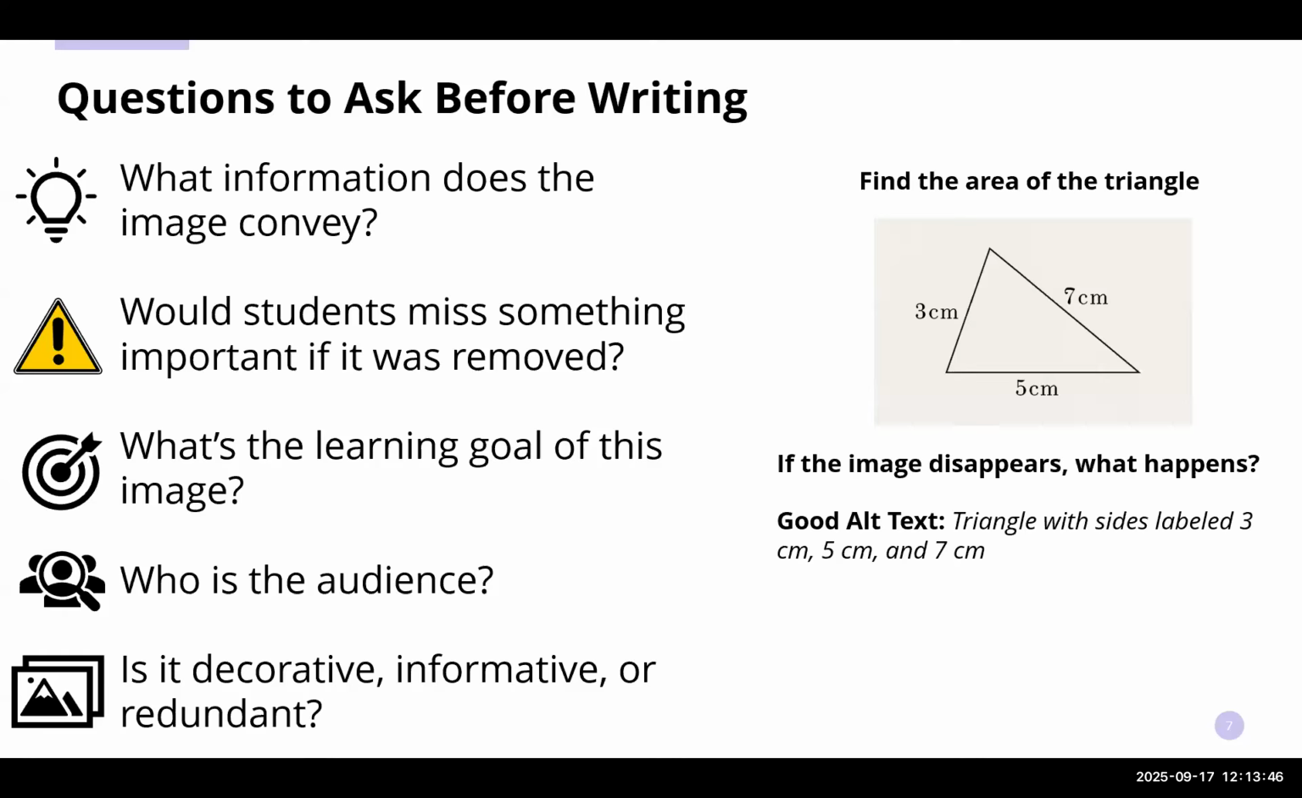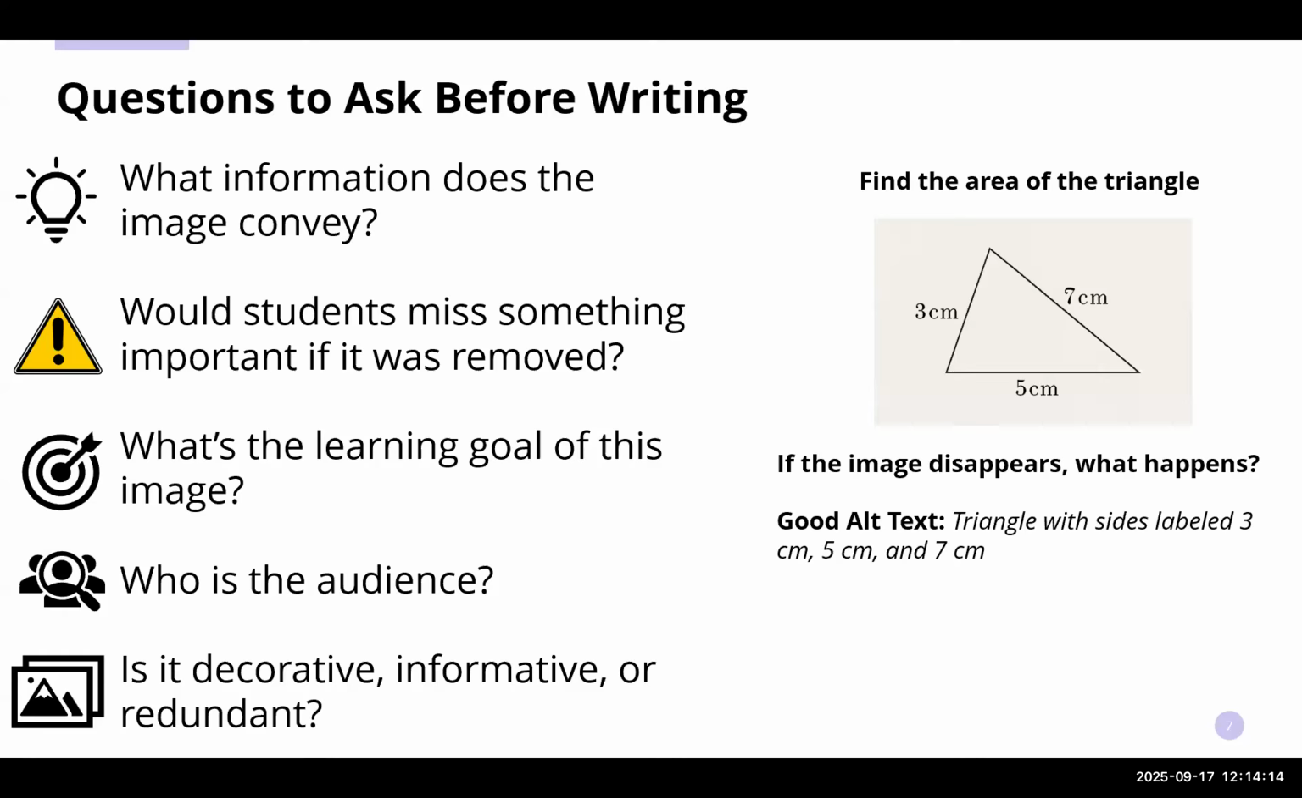Now, if the image doesn't load, will a student still be able to solve the problem here? Probably not, because the image contains the key information. So a good alt text would be: triangle with sides labeled 3, 5, and 7 centimeters. It's short, clear, and gives the student all the information they need to solve the problem.